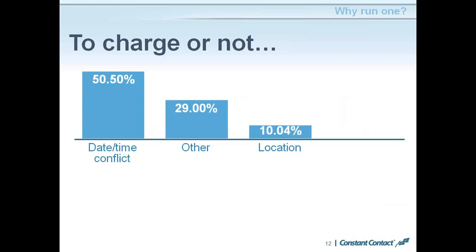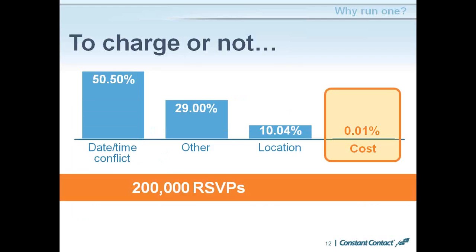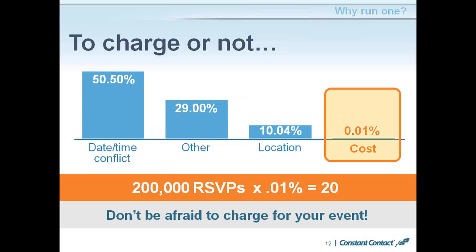When it comes down to cost, of all those that responded, the percentage who cited cost as the reason they were declining was what? Think about that. Out of 200,000 RSVPs, it's crazy. It was 0.01%, which means 20 people out of 200,000, which shows: don't be afraid to charge for your event. Don't be afraid.